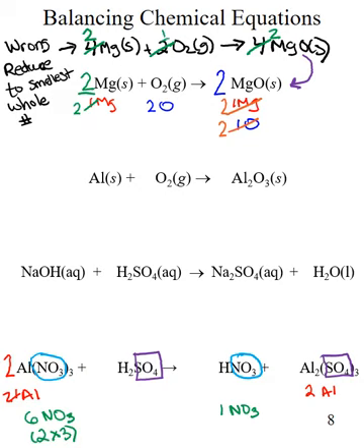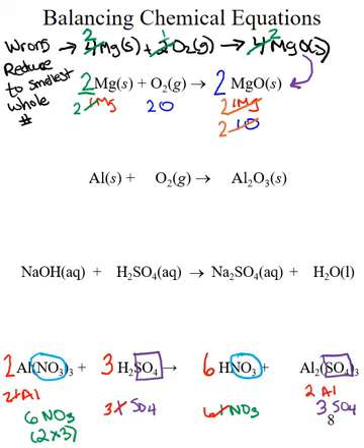Okay, so to get that balanced, I would multiply by 6. So now I have 6 NO3s. So that's balanced. Now let's look at our SO4s. How many SO4s do I have on the left? 1. And how many SO4s do I have on the right side? 3. Okay, so we need to get that balanced. What must I do? Multiply this one by 3. So now I get 3 SO4s.